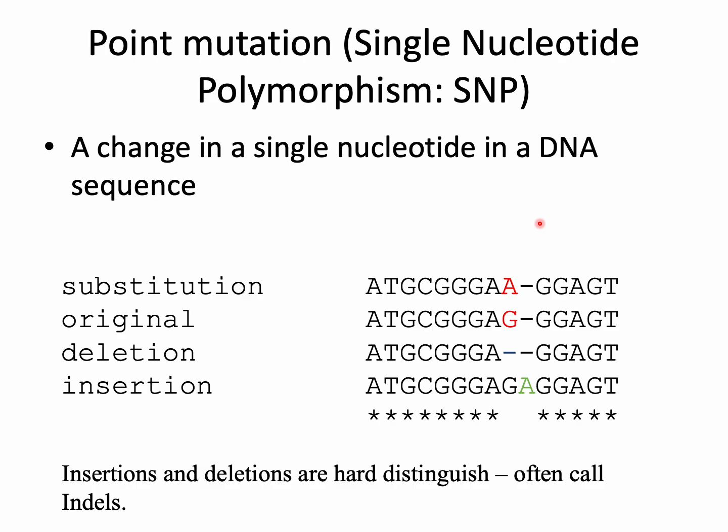Single nucleotide polymorphisms, or SNPs, involve a change of a single nucleotide. These can be substitutions, deletions or insertions. Insertions or deletions are hard to distinguish, and therefore we often call them indels.